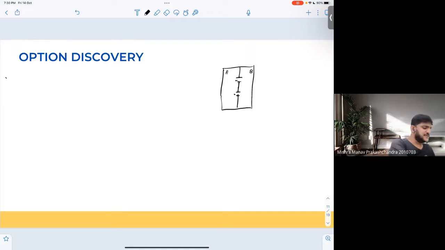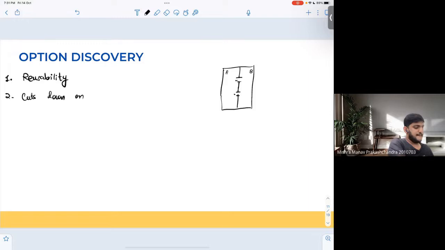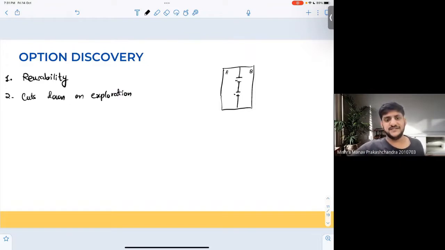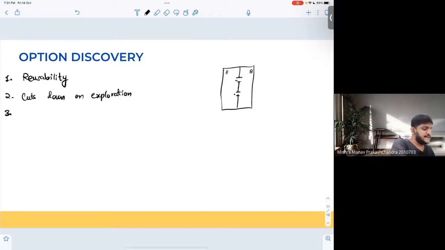So the advantages of option discovery is that, first, this helps in reusability. Second, this cuts down on exploration, because if you discover these options, you don't need to explore any further. And third thing is that it also aids in transfer learning, right?